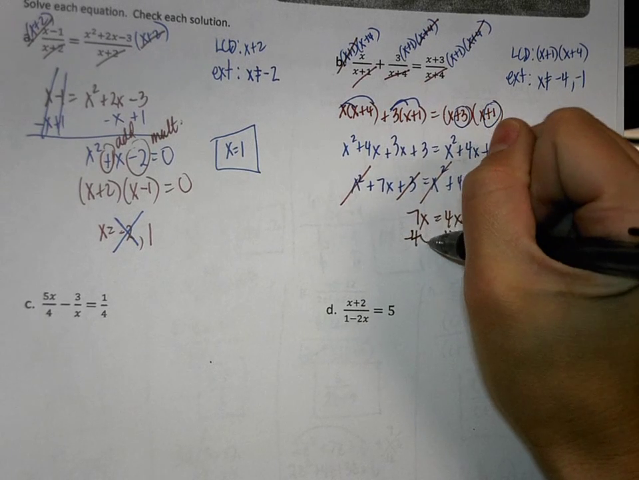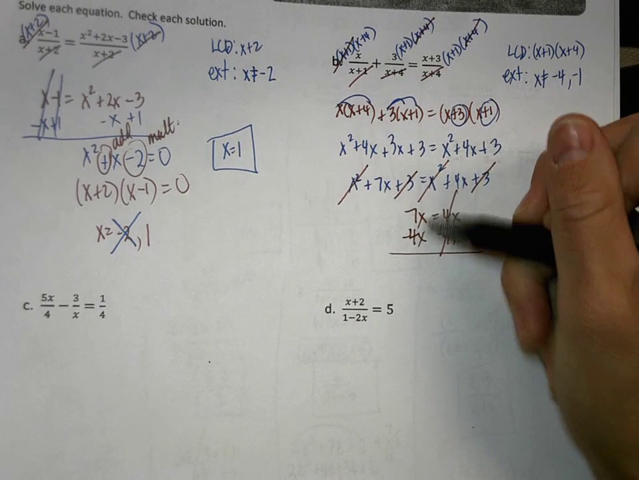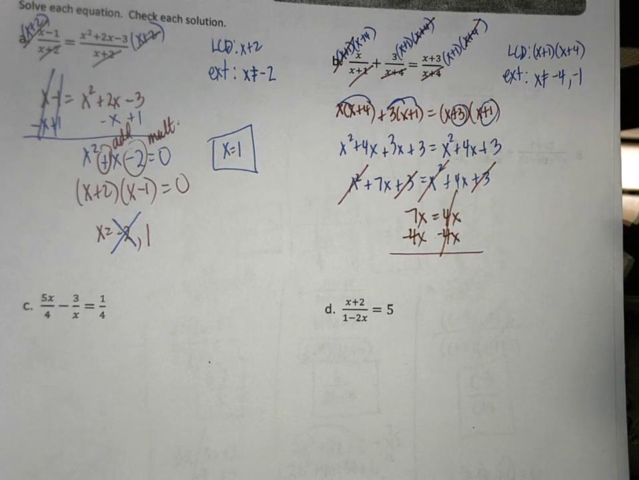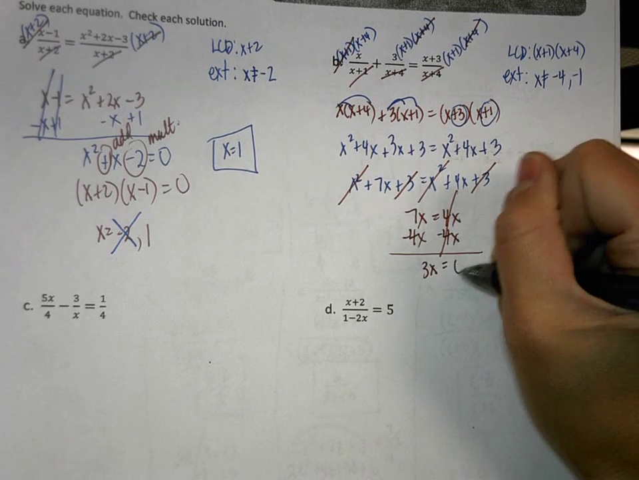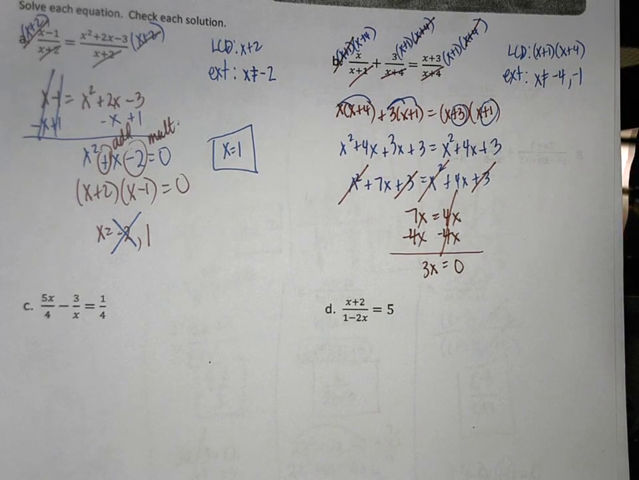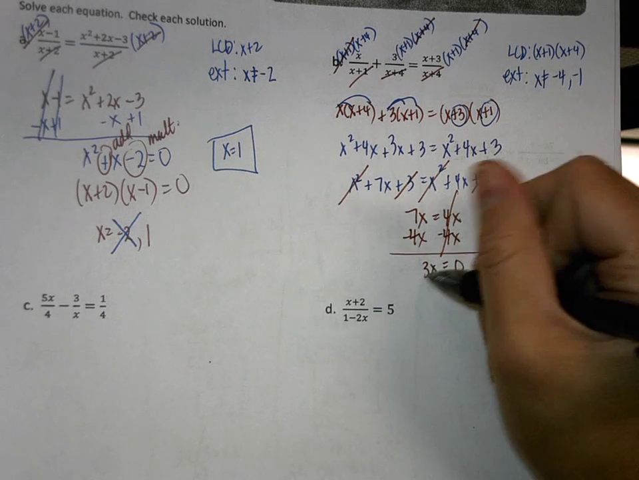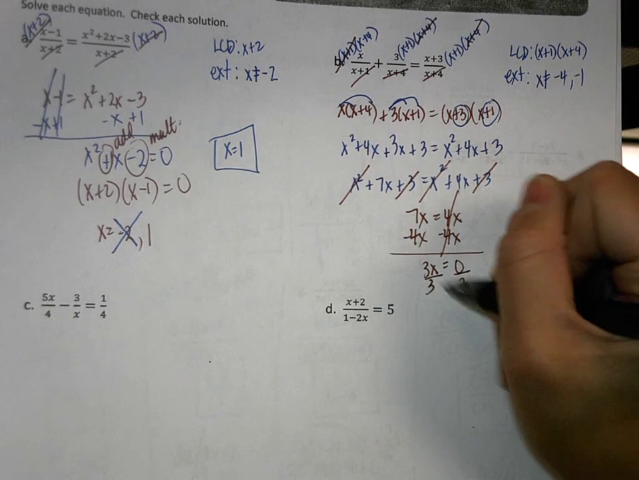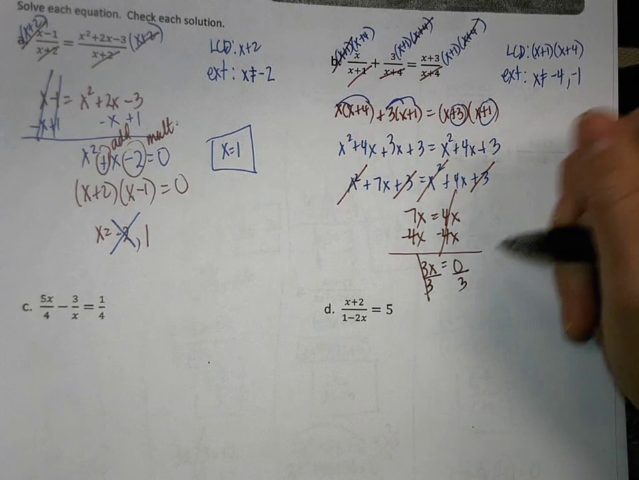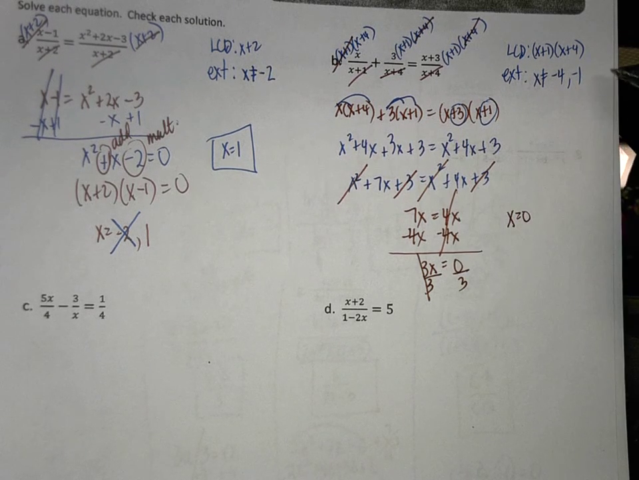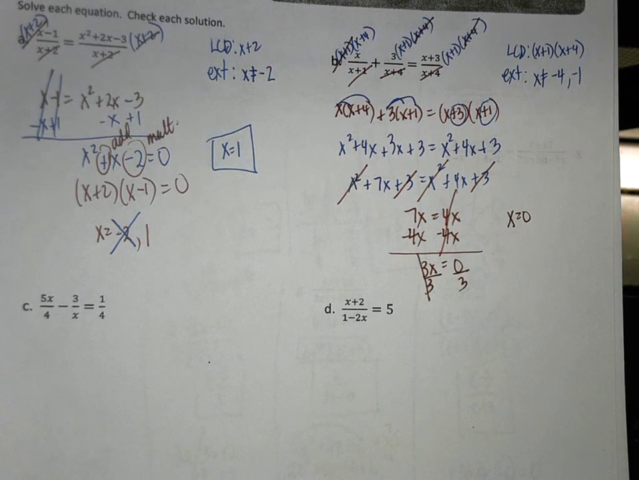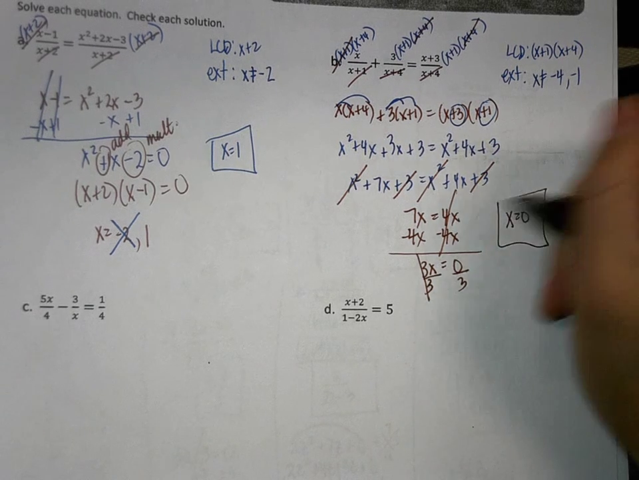So when I subtract 4x, I end up getting 7x minus 4x, which is 3x, and 3x equals what? 0. And then in order to get rid of the 3, what would I do? Divide by 3. So those cancel out, and 0 divided by 3 is 0. So x equals 0. Is that one of my extraneous solutions? Nope. So that's my answer.